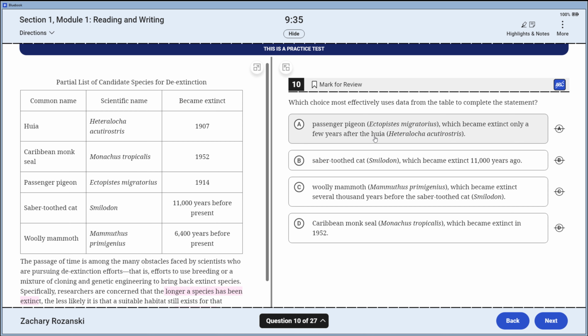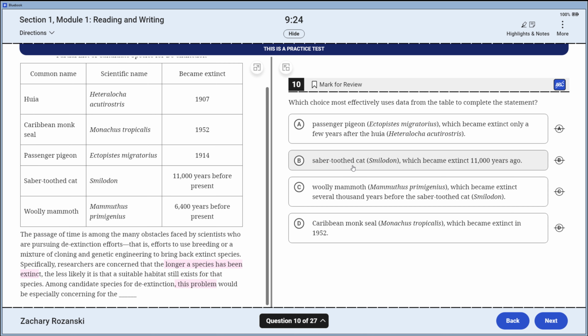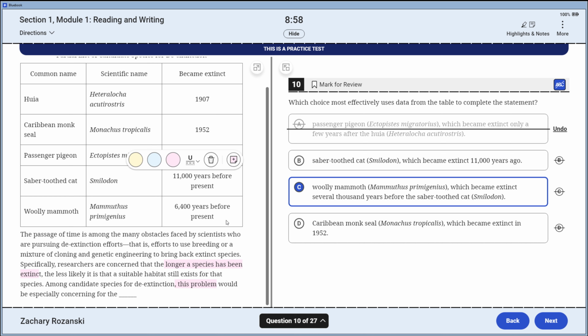Okay, passenger pigeons, which only became extinct a few years after 1907, passenger pigeon. That's true. Okay, so far I'm liking it. Saber-toothed cat, which became extinct 11,000 years ago. That's true. And between these two, we're trying to say that de-extinction is hard with a long-extinct species, and that's way longer than 1907. The woolly mammoth, which became extinct several thousand years before the saber-toothed cat. I absolutely love the way that sounds. However, 11,000 years ago is longer than this.